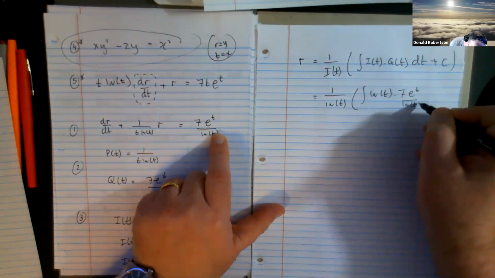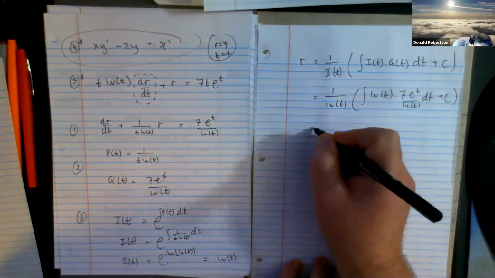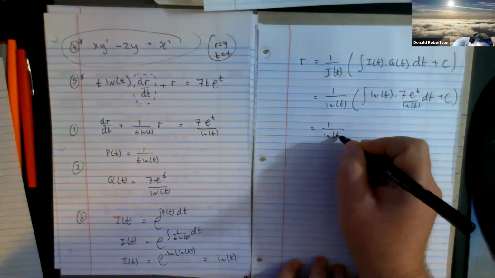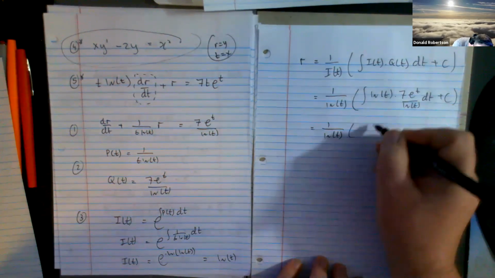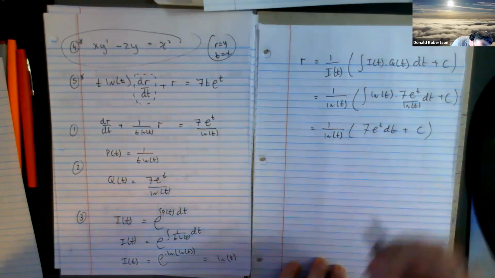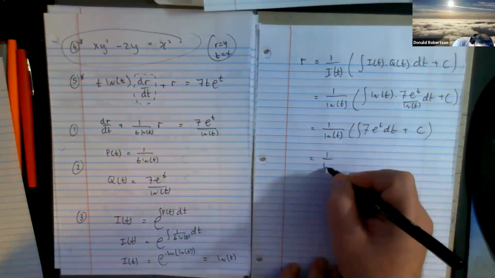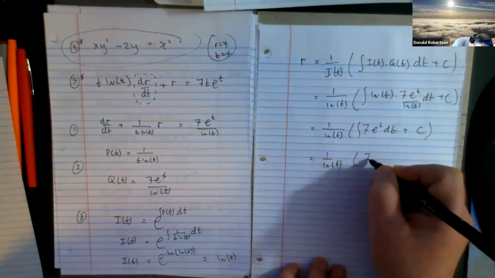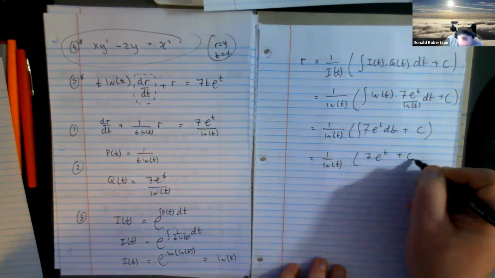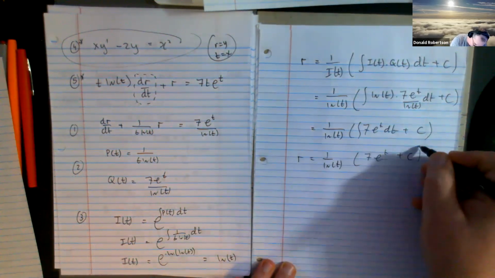Ah, that's nice, isn't it? Because I have 1 over natural log of t, these cancel. And you're pretty much done. I don't think there's any point in distributing that. I think it's just as ugly the way it is. So I would probably just call that one quits.